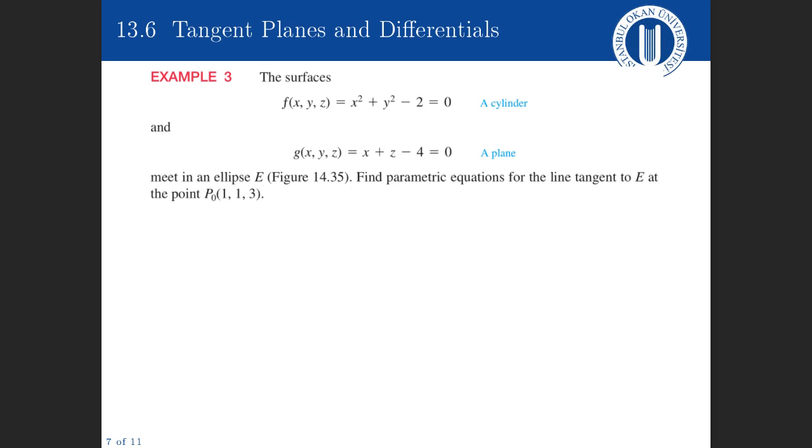The surfaces x squared plus y squared minus 2 equal to 0, that's a cylinder, and x plus z minus 4 equal to 0, that's a plane, meet in an ellipse. Find parametric equations for the line tangent to this ellipse at the point 1, 1, 3. Let me show you a picture.